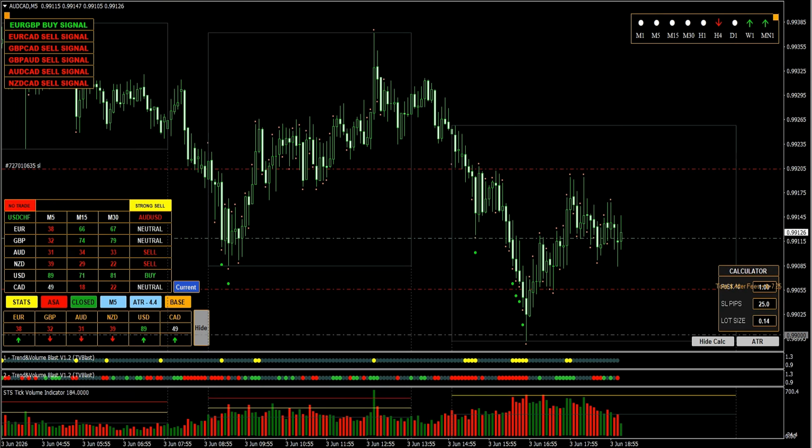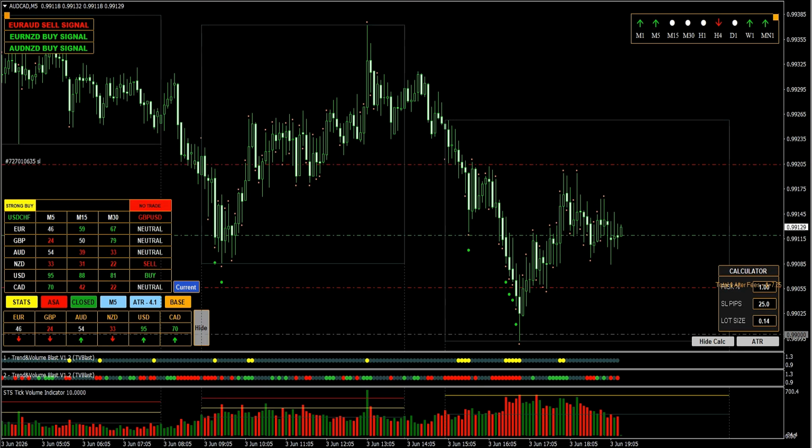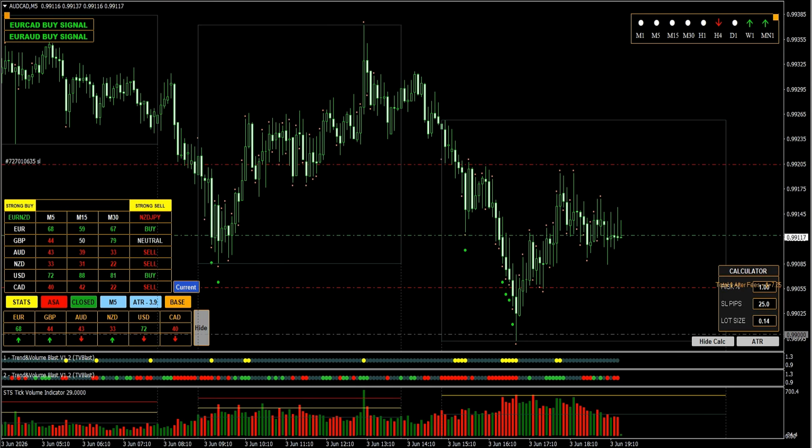The stop loss was placed 25 pips above, just beyond the recent swing high, giving the trade enough breathing room without unnecessary risk. The lot size was calculated at 0.14, keeping the risk controlled and within my predefined limit. Entry confirmed. Position open. Now this is the part where most traders self-destruct, so stay with me.